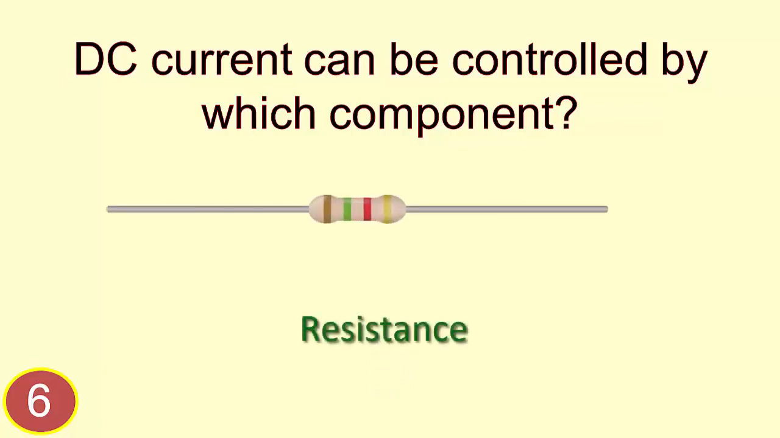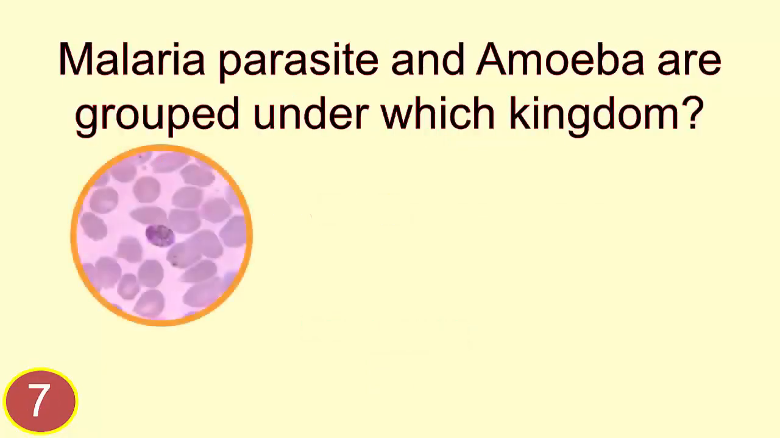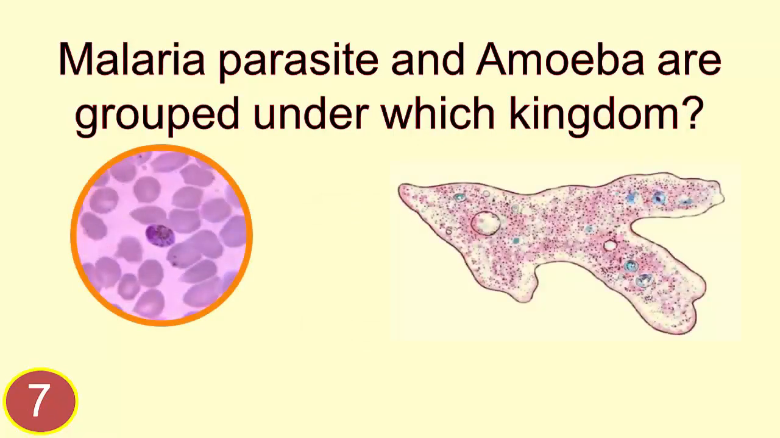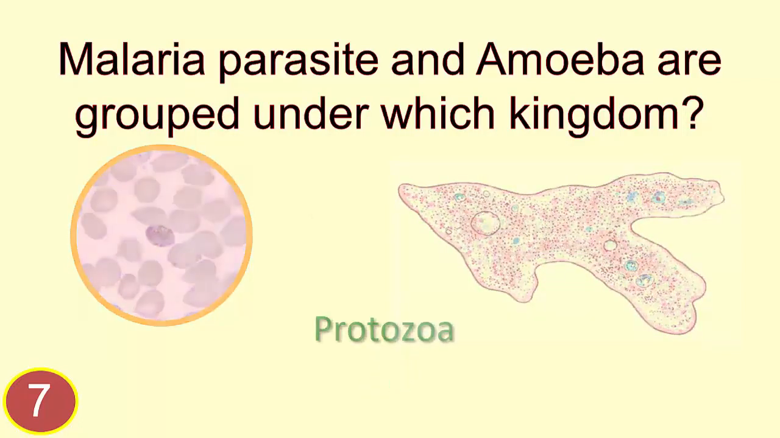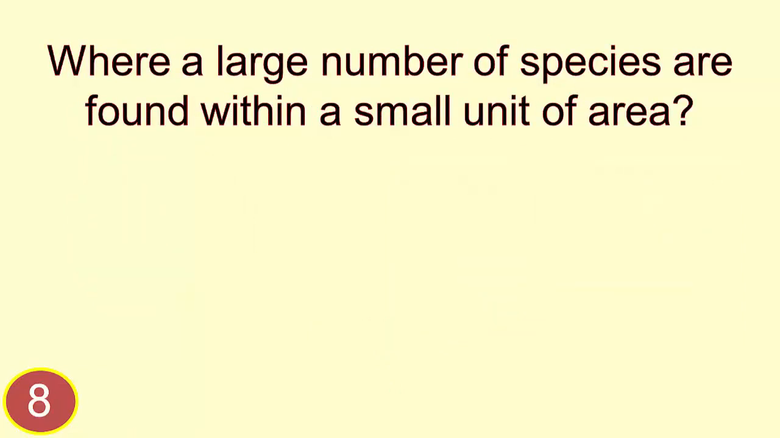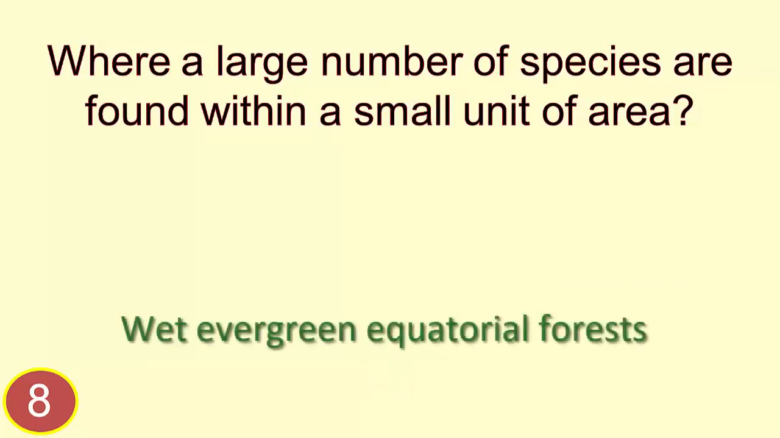Answer is resistance. Malaria parasite and amoeba are grouped under which kingdom? Answer is Protozoa. Where a large number of species are found within a small unit of area? Answer is wet evergreen equatorial forest.